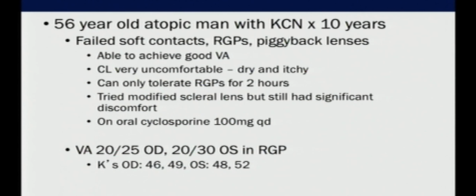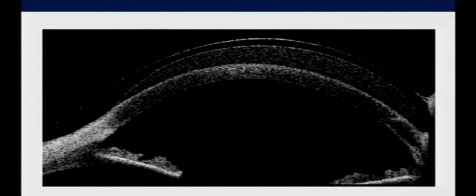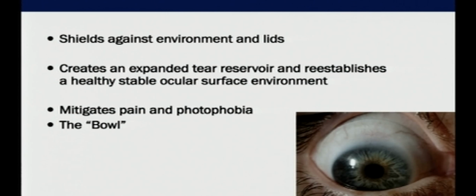So here's some examples. A man with keratoconus, 56-year-old, can't wear his contact lenses, even though the contact lenses give him good vision because of atopy. Putting on the contact lens shows that he has keratoconus. You see there's a nice vault. There's an area of fluid underneath the lens between the cornea and the scleral lens, and he's now able to tolerate the contact lens because the lens forms a shield against the environment in the lids, creates an expanded tear reservoir. So he's able to have 20/20 vision and now tolerate this kind of contact lens.